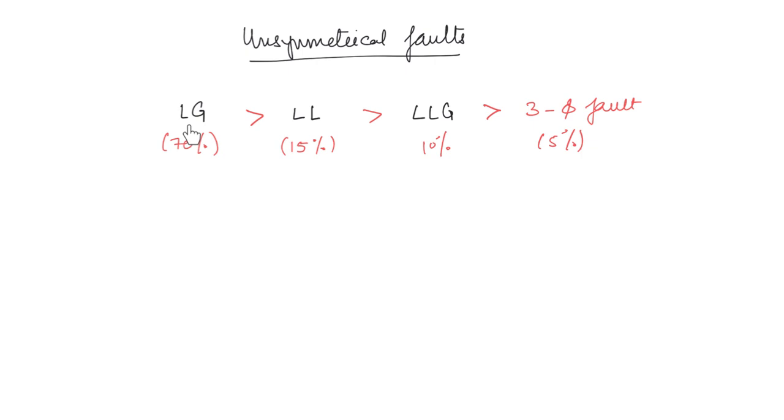First, we will consider the single line to ground fault. Now what happens in unsymmetrical faults? The sequence networks are going to be interconnected. So we are going to see how the sequence networks are going to be interconnected with each other for different kinds of faults. That is what unsymmetrical fault analysis is.